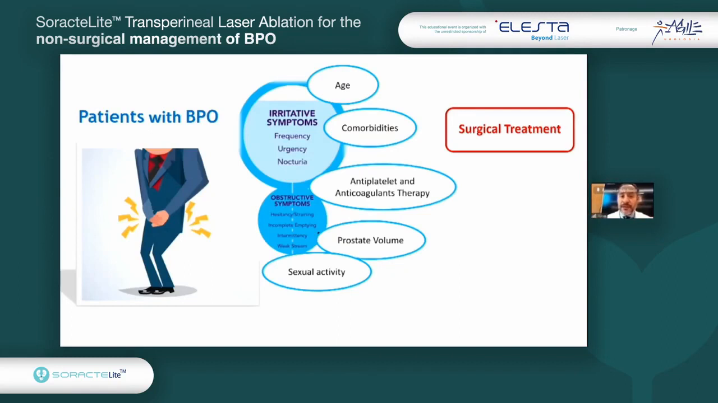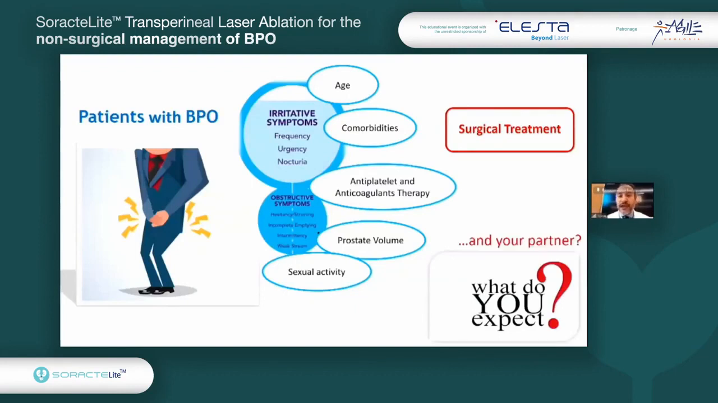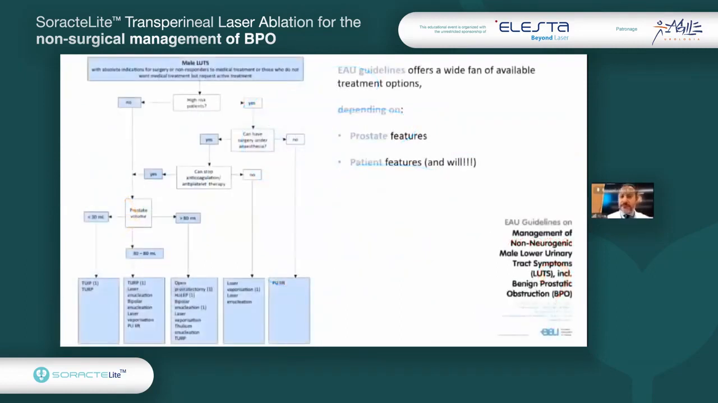But all these parameters that I have already shown are related to the patient and just to the clinical presentation of the symptoms, but they don't take any care about the expectations of the patients for the treatment and basically the expectations of the partner about the treatment. This makes a lot of difference because all this stuff is present in the guidelines. But if we take a look at the guidelines, they just take different decisions related to different procedures just regarding prostate features or patient features, but they don't take care at all about the patient's will and desire about the treatment.